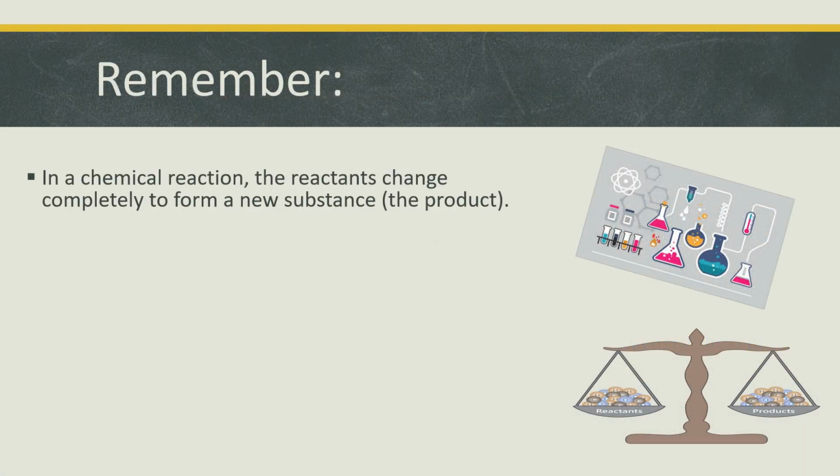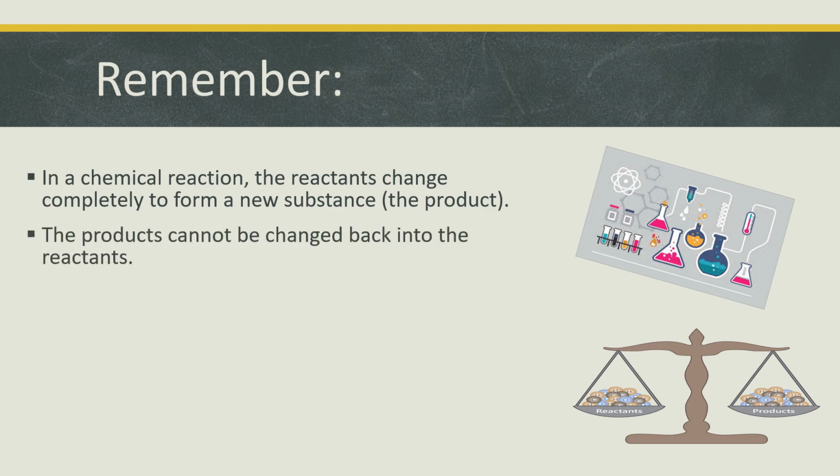Before we begin, let's remember what we have previously learned. First, in a chemical reaction, we know that the reactants change completely to form a new substance called the product. The product cannot be changed back into the reactants.